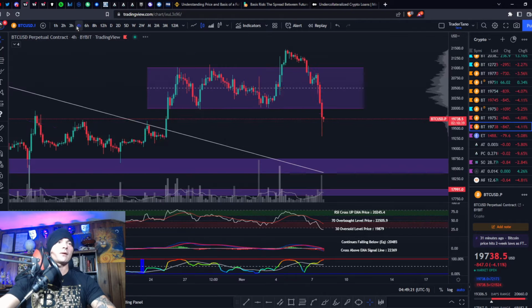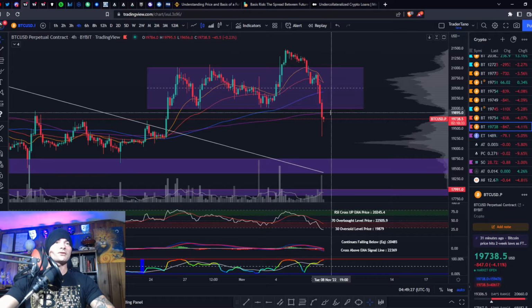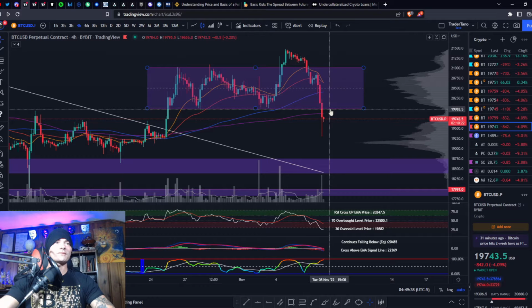Let's go to the 4-hour. Like I said, 4-hour looks like we could have some sort of a bounce here. We need to get back above the 200 at 19,900 in order to test the bottom of the range at 20K. I wouldn't be surprised if we test this range, have a retest, resumption down.